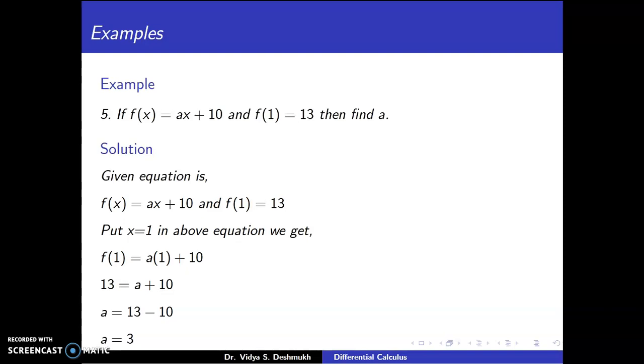So it is the next example and the question is different here. If f of x is equals to ax plus 10, then one thing is also given, f of 1 is equals to 13 and the question is what? Find out a. Here a is also an unknown factor.